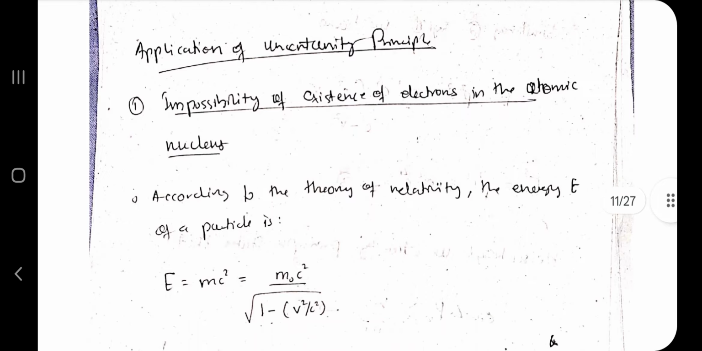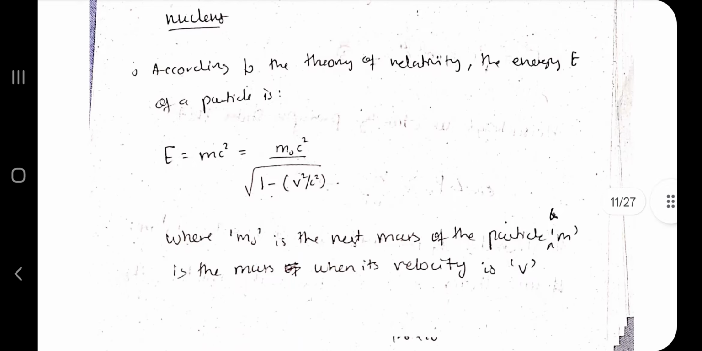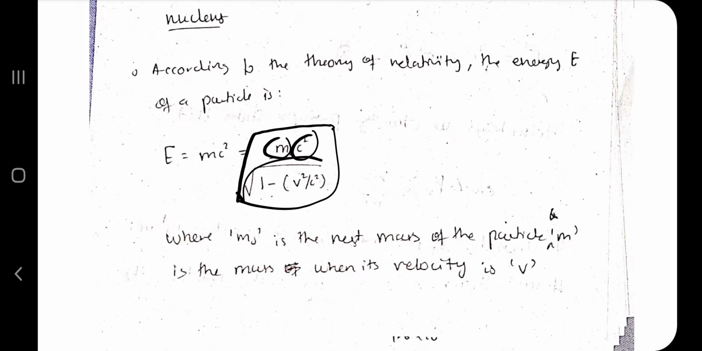Its applications: there are two applications which are very important from the exam point of view. The first one is the impossibility of existence of electrons in the atomic nucleus. For that, E = mc². If there is a rest mass m₀ moving with velocity v, then the total energy is given by E = m₀c²/√(1 − v²/c²), where v is the velocity of the mass.